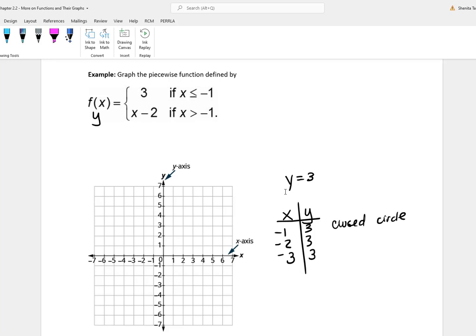Alright, so let's go ahead and graph this. We're going to plot the points negative 1, 3, negative 2, 3, and negative 3, 3. And we can keep going, but our graph has to start from negative 1 based off the stipulations.